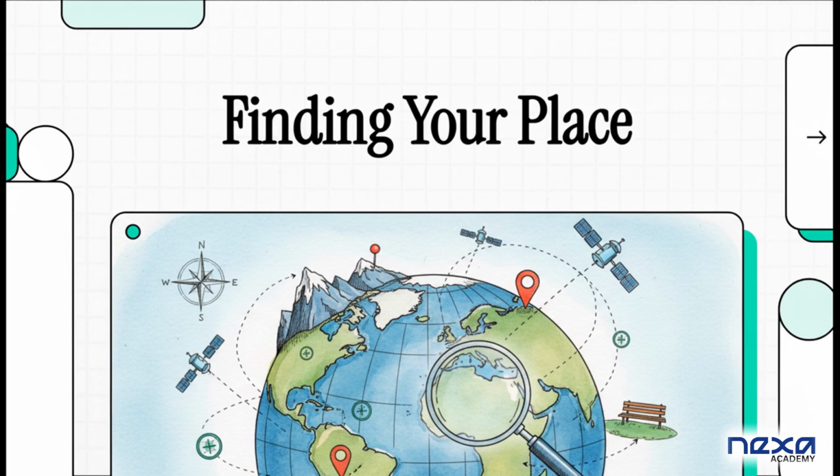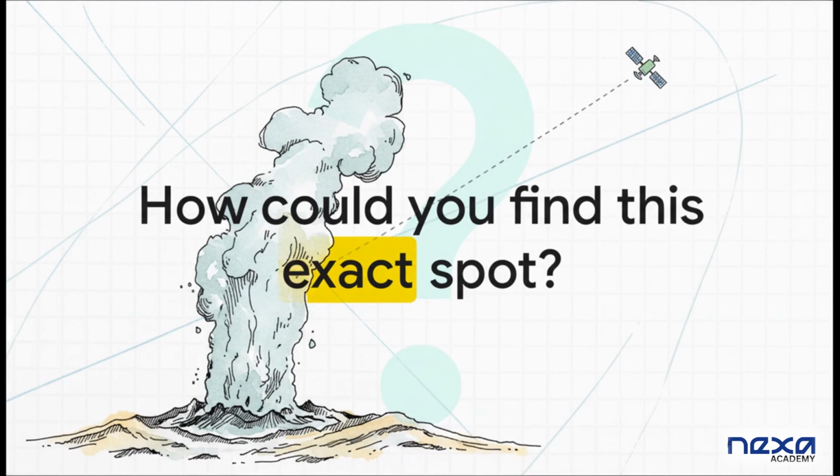Let's get started. Okay, take a look at this. This is the famous Old Faithful Geyser out in Yellowstone National Park. Now, imagine you're trying to tell a friend how to find this exact spot. You could say, oh, it's in Yellowstone, but that park is huge. How could you give them a precise, can't-miss-it location that works for anyone, anywhere in the world?